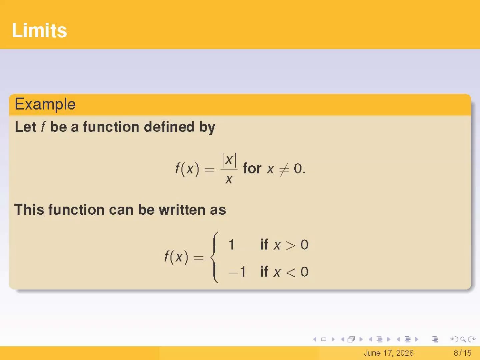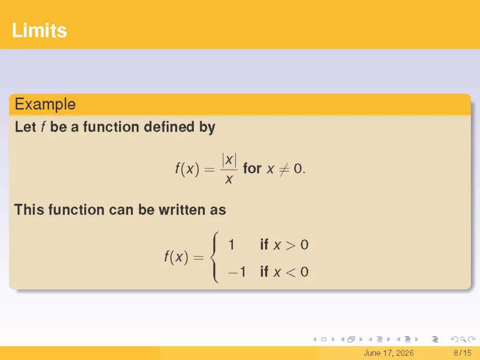Consider a function which is the absolute value of x divided by x, where x cannot be 0. This function can be rewritten as a piecewise function by considering the cases where x is greater than 0 and x is less than 0 separately.